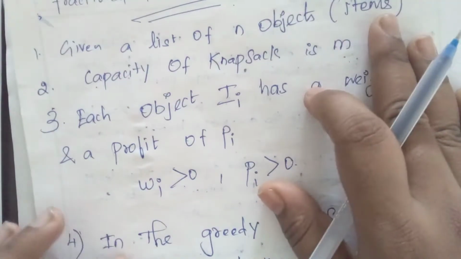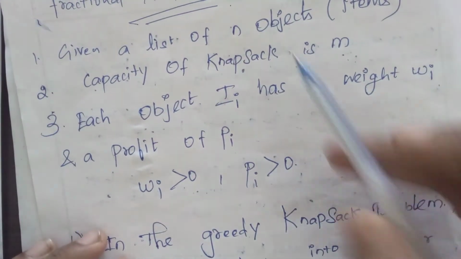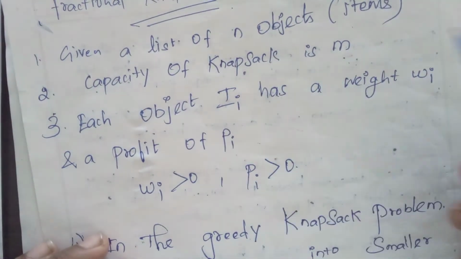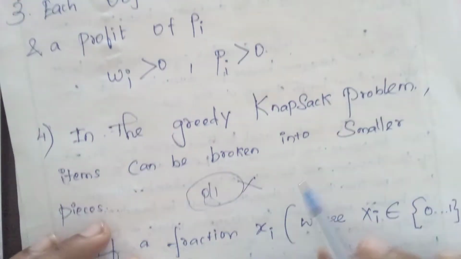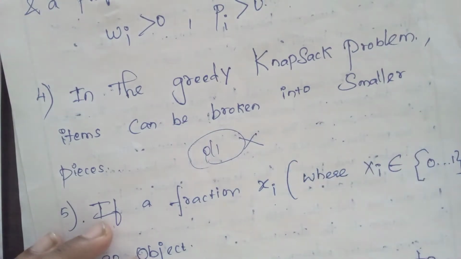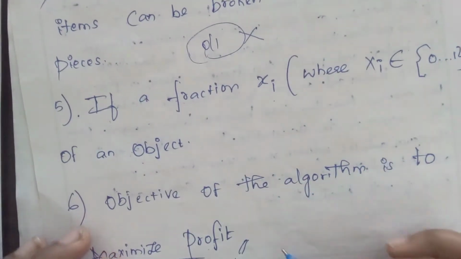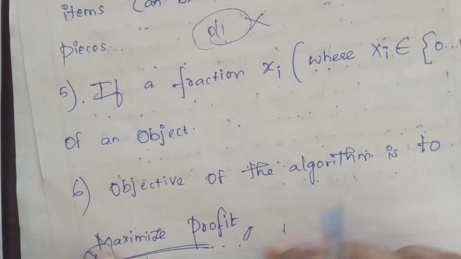You have to write this entire step. It's very, very easy. What are the objects, how we represent the capacity, what is the weight, what is the profit, what are the conditions, and how the knapsack problem will be done. For what purpose are we going for this? That is, maximize profit.